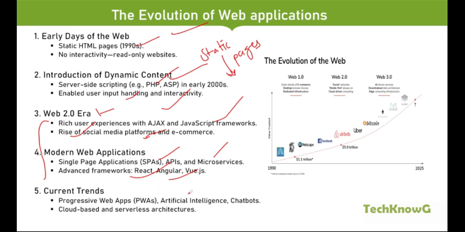Nowadays artificial intelligence has come, chatbots have come, along with cloud-based and serverless architectures. This is how advanced it is going, and it will go more and more advanced in the future. So security will get more exposed, which means security needs to be improved more and more. This is just the evolution of web applications from the 1990s to the current era.